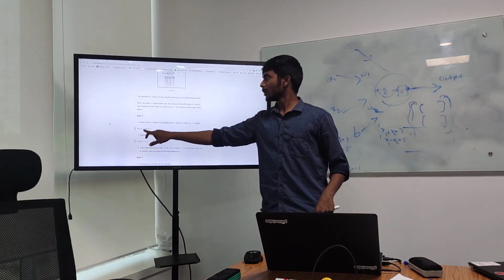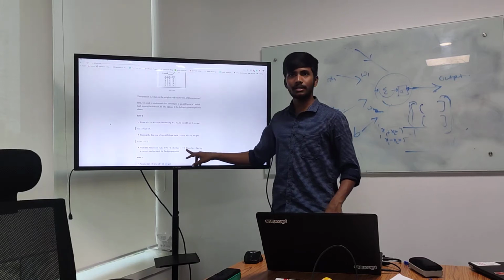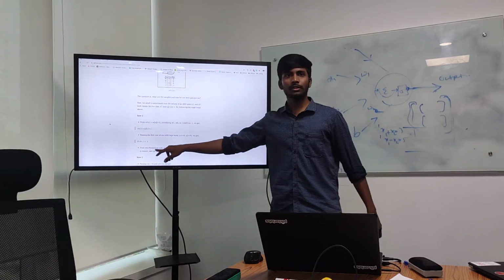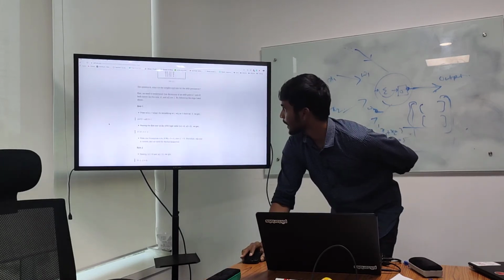So 0 into 1 plus 0 into 1 minus 1, which is minus 1, is less than 0. So y dash equals 0, the output. Therefore this row is correct, right? It is already following the required conditions.